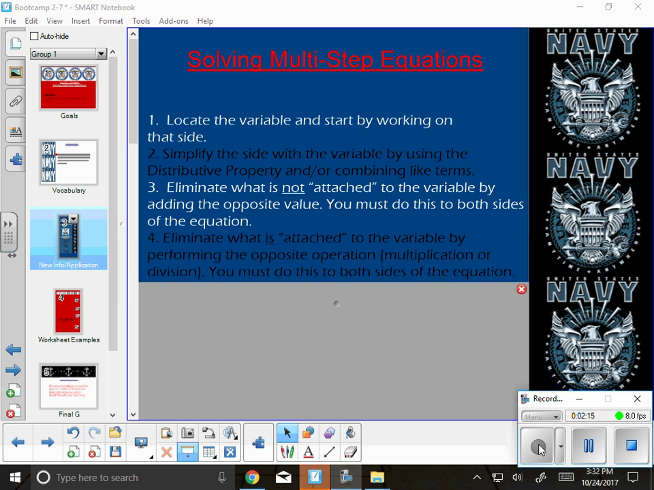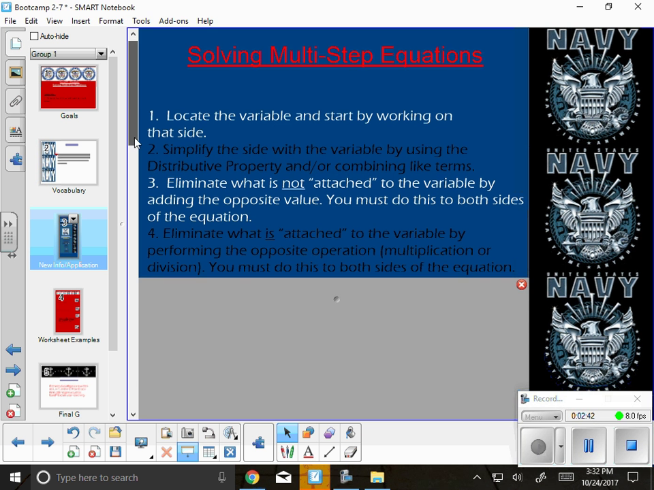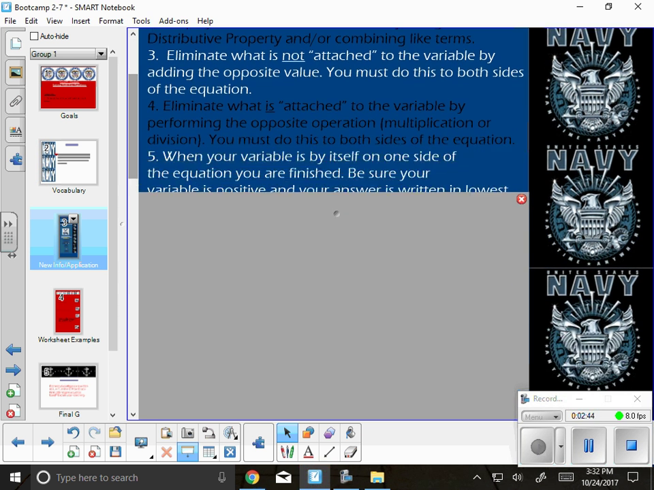Step 4 says that you're going to eliminate what is attached to the variable by performing the opposite operation, either multiplication or division. And again, you must do this to both sides of the equation. You're probably going to get tired of me saying this, but I'm going to keep saying it to make sure it gets ingrained in your brain. Whatever you do to one side of the equation, you have to do to the other. If you don't, you're not going to be able to solve the equation. Equation has the word equal in it. Remember that.